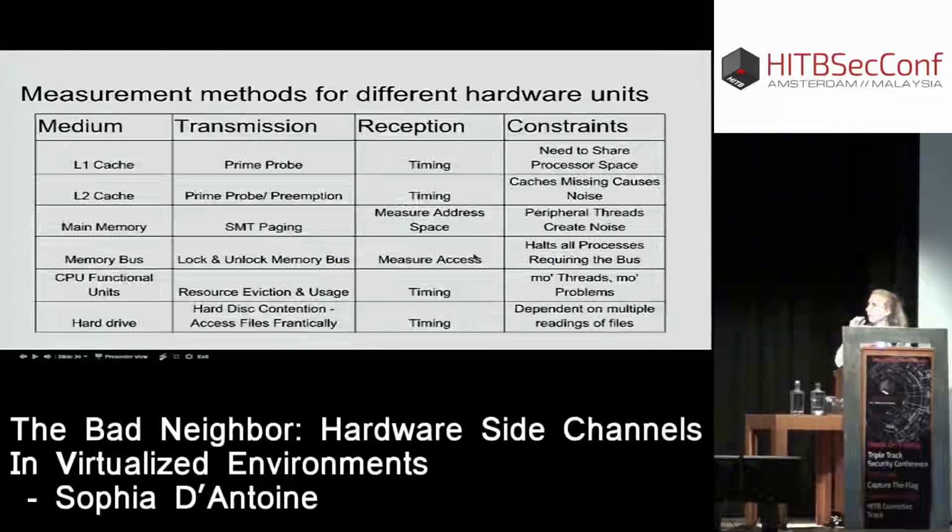And this, again, is a similar diagram, except a bit more simplified. So for instance, I'll go over the functional units, which is quite interesting. You're transmitting bits of meaning by using a method of resource eviction in the functional unit. And from the receiving process, you can time to see if the threads that you create have the ability to use different functional units on the shared CPU. And that can also be mapped to different bits of meaning. So you see here that timing is quite popular as a form of receiving information.